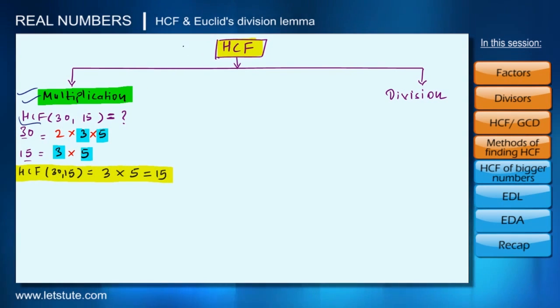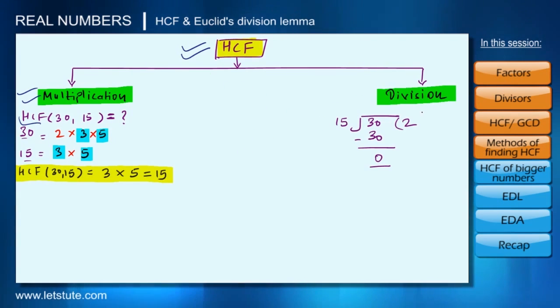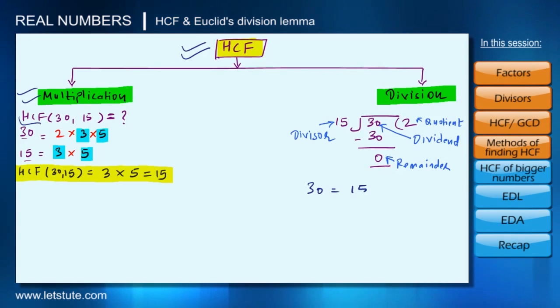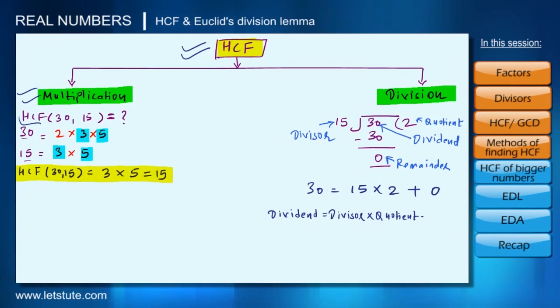Let's now see how we can find the highest common factor of 30 and 15 by division method. In division method we will first divide the two numbers and we'll get remainder equal to 0. And we know that whenever we divide any two positive integers, the bigger number is called the dividend and the smaller number is called the divisor. And here 2 is called the quotient and 0 is the remainder. And we know that 15 times 2 will give us 30. So we can also write 30 as 15 into 2 plus 0, which is the same as to say dividend is equal to divisor into quotient plus the remainder.